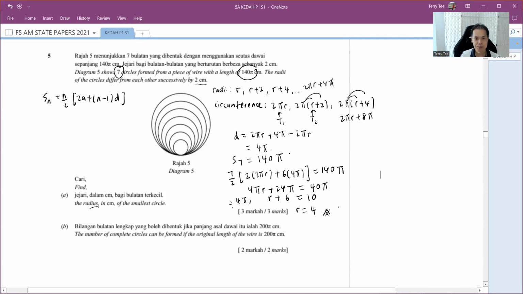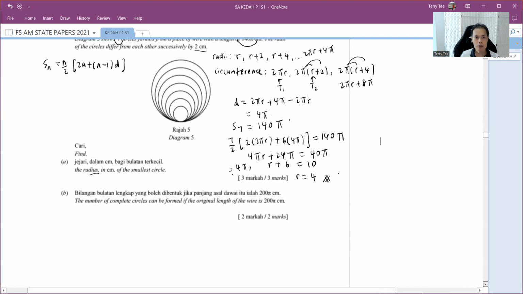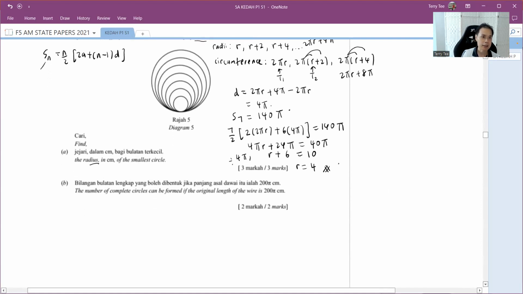Moving on to part B. They say the number of complete circles can be formed if the original length of the wire is 200 pi. So now we have to use the Sn formula again, but this time I need to find n, the number of complete circles you can form. So we know Sn is now 200 pi instead of 140 pi.